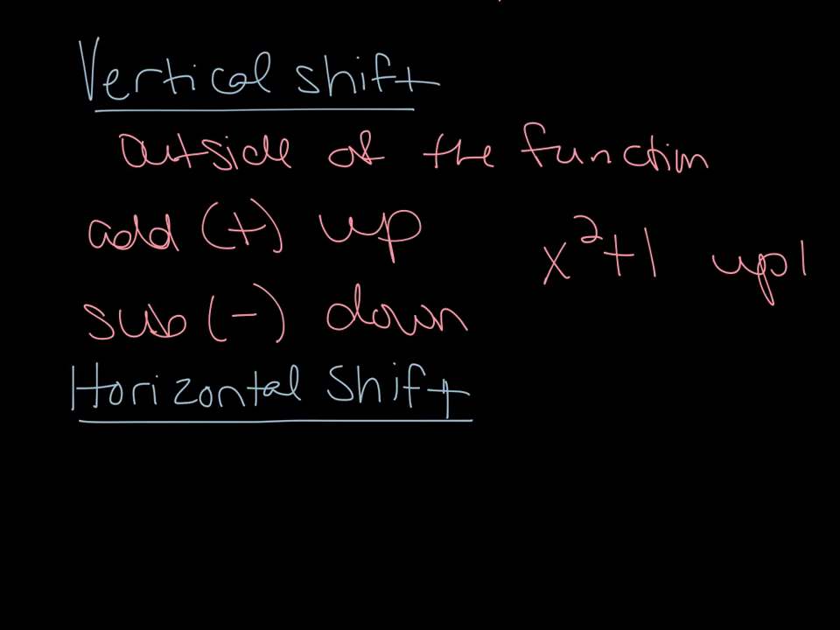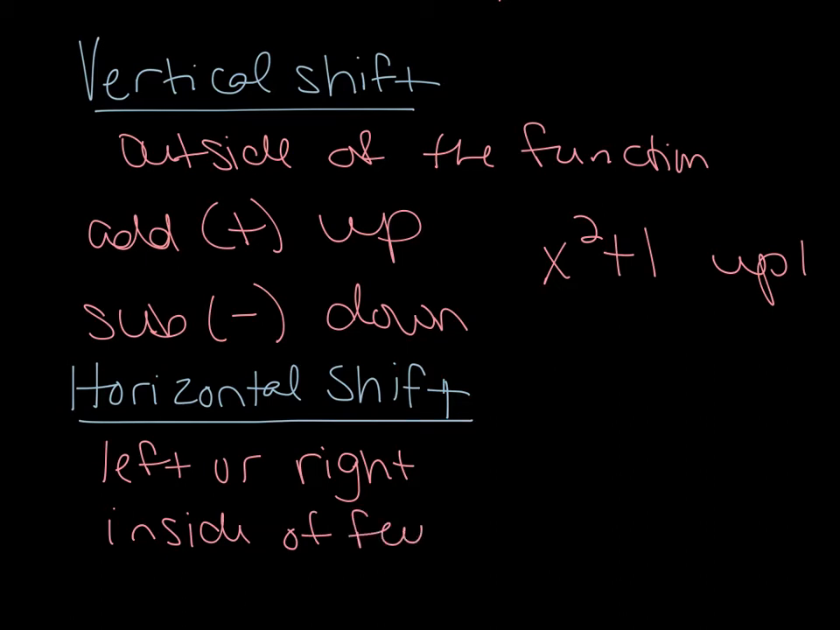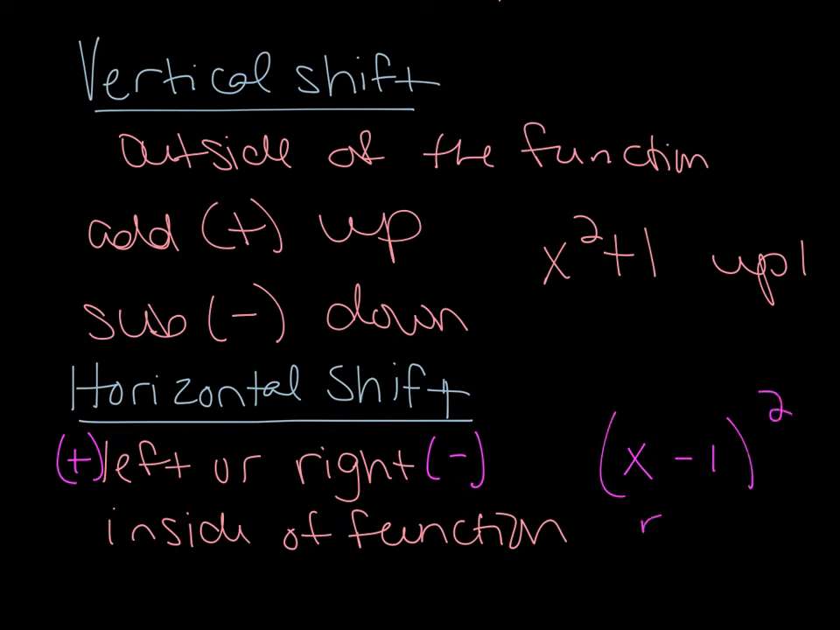If you move horizontally, this means left or right movement. This is on the inside of the function. And the tricky thing here is that when you move left, you are positive. So you're adding inside the function. And when you move right, you are negative. So for example, x minus 1 all squared would be right 1 unit.